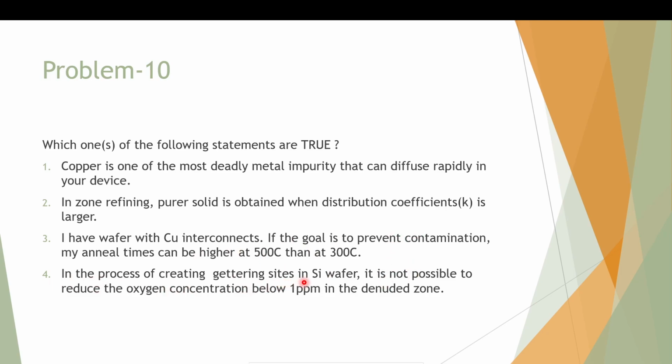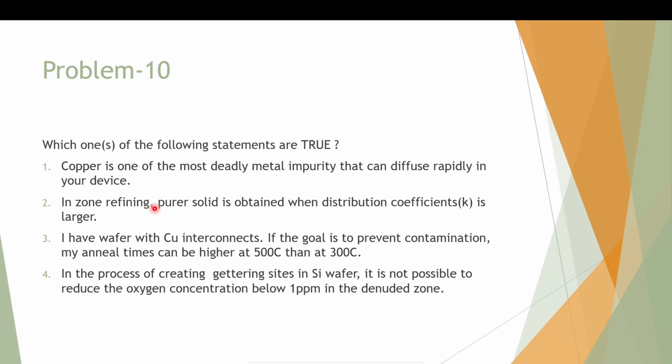Next: in the process of creating gettering sites in a silicon wafer, it is not possible to reduce the oxygen concentration below 1 ppm in the denuded zone. So what was gettering? If you remember, Czochralski silicon usually has a lot of oxygen present in the wafer. The distribution coefficient is quite low for everything else compared to oxygen, so it's very difficult to remove oxygen by float zone or Czochralski methods, and there will be some oxygen present in the wafer.